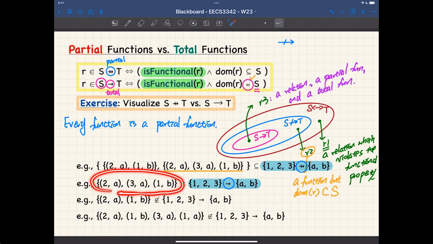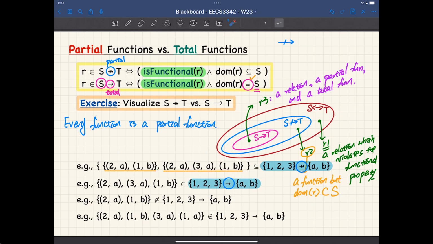All you got to look at, number 1, it should be a function, right? You can see 2 only maps to one value. 3 only maps to one value. 1 only maps to one value. So it's a function. Is it partial? Yes, it is partial. As soon as it says it's a function, it's a partial function. No question, no brainer.